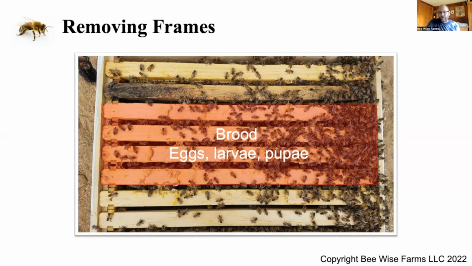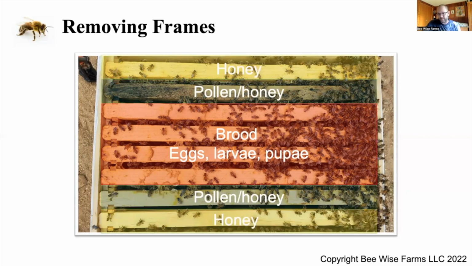Immediately around the brood, you're going to see pollen and honey. That's the food resource for the bees to feed the young bees. And then on the outside, you're going to see honey. So when we look at how this is configured as a brood chamber, you need to be taking frames out from the outside first, and then you work your way in.